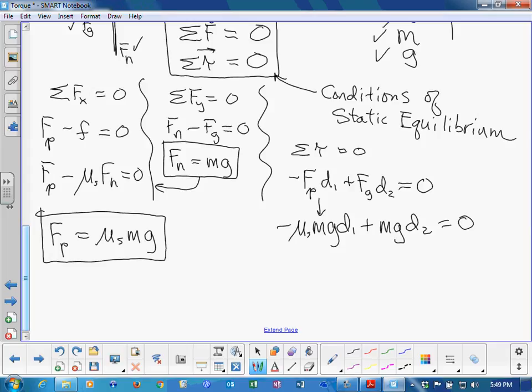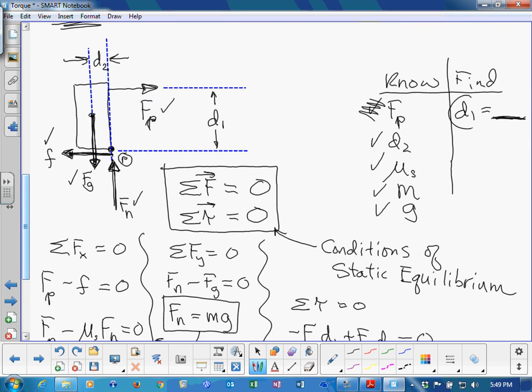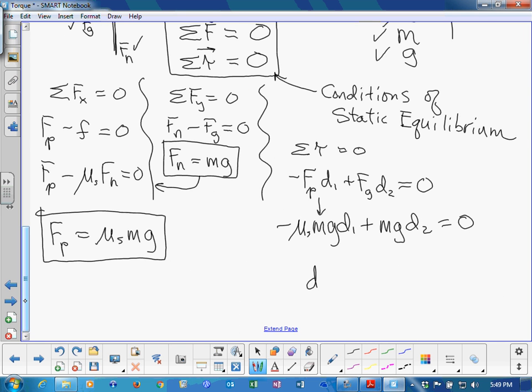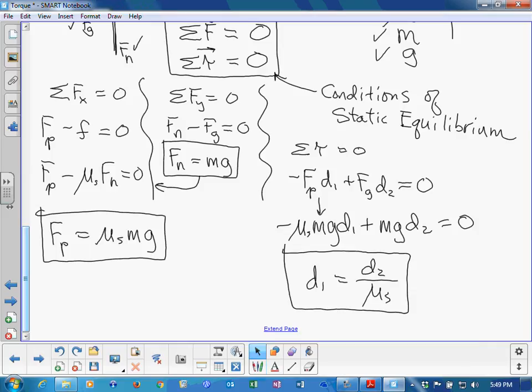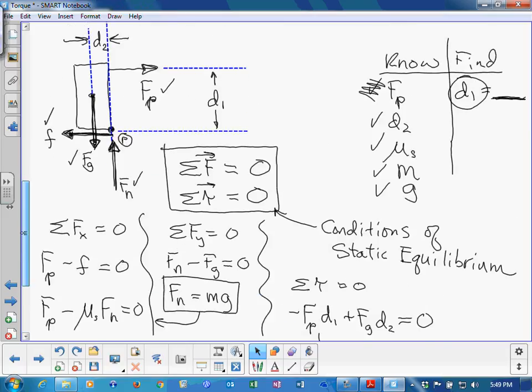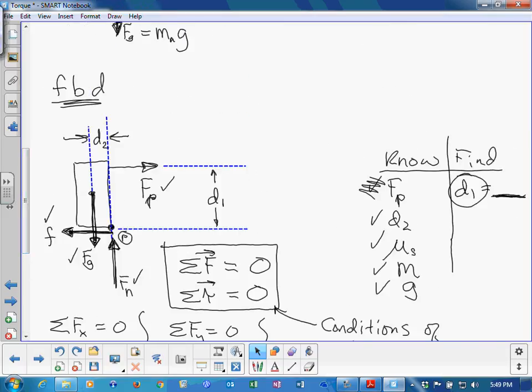Notice that we have mg in both terms, and so we can calculate our distance. I'm sorry, I want distance d1. That's what we're trying to find. Trying to find d1. So we calculate d1 to be equal to d2 divided by mu. Okay. And so now what we've done is we've done a problem in static equilibrium by simply knowing the definition of torque and by understanding that the torque caused by a force is equal to the force times the perpendicular distance to the line of action of where the force is applied about a pivot point.